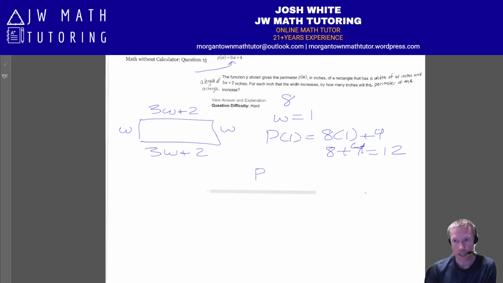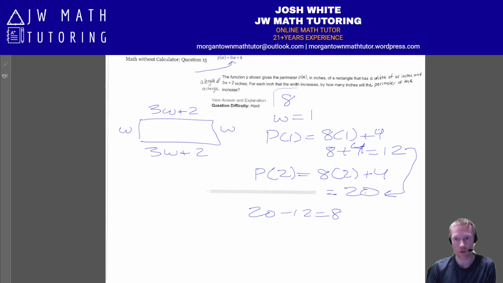Now, let's say I increase the width by 1, so now it's going to be equal to 2. So now we just plug in 2. 8 times 2 is 16, and 16 plus 4, the new perimeter is going to be 20. So for each inch that the width increased, how much did the perimeter increase by? Well, 20 minus 12 is just 8.